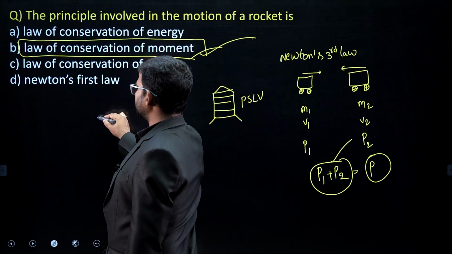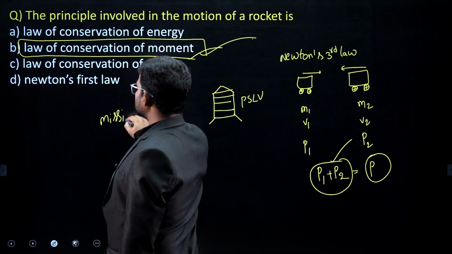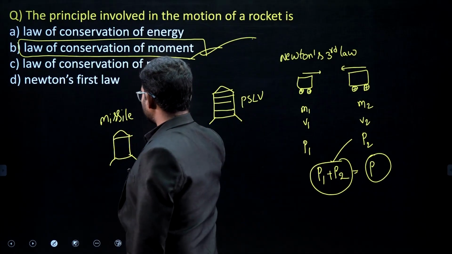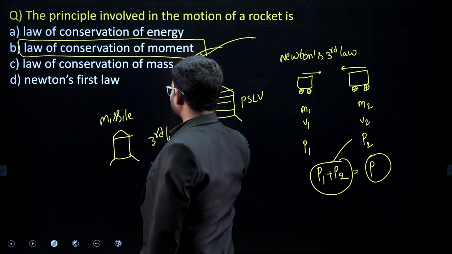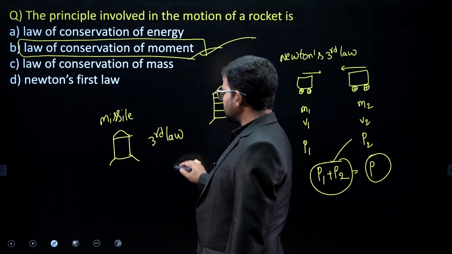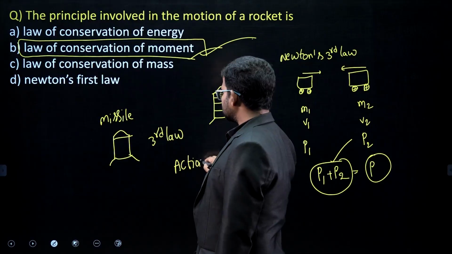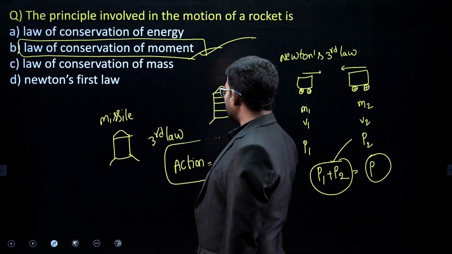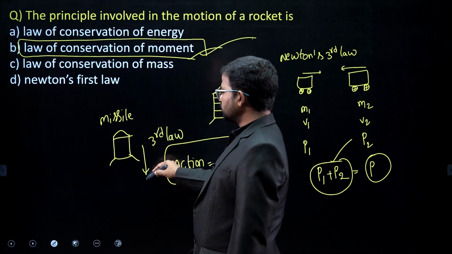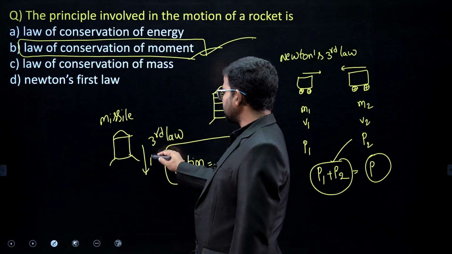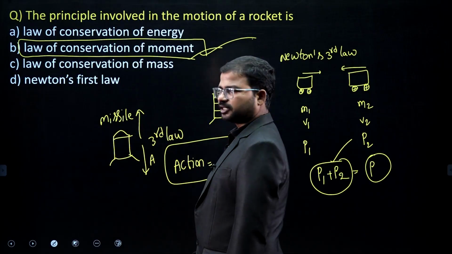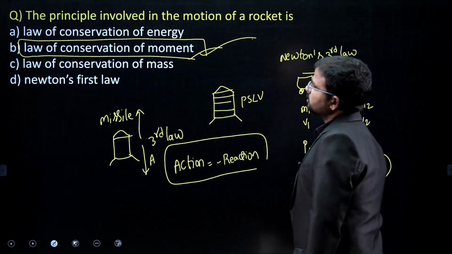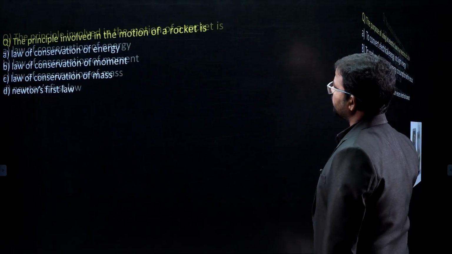What about missiles? Mostly in missiles, we directly use Newton's third law. For every action, there is an equal and opposite reaction. Action and reaction are completely reverse. Suppose the action is towards downward, then the reaction is towards upward. These two are the same forces. So here the correct one is option B only.